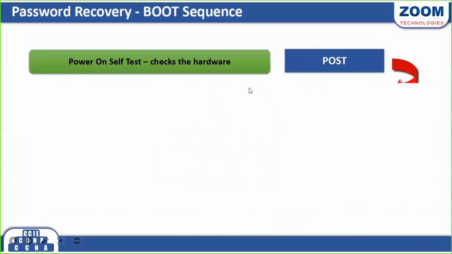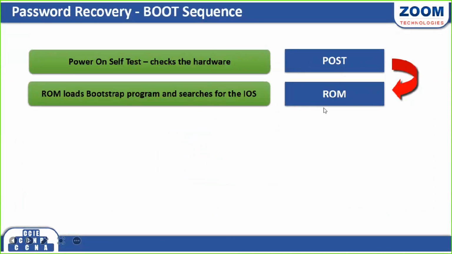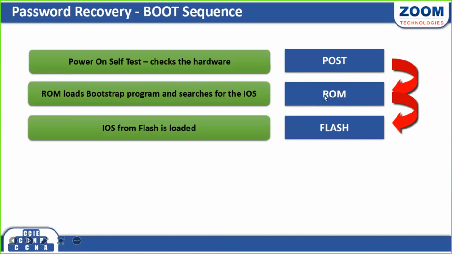Then you know this router follows the boot sequence, port to ROM. In this ROM monitor mode, you will get the default register value 0x2102. So here we have to stop this boot sequence. In this ROM monitor mode, we can set the new password. So we have to follow this boot sequence.